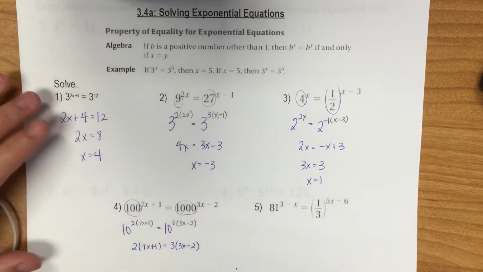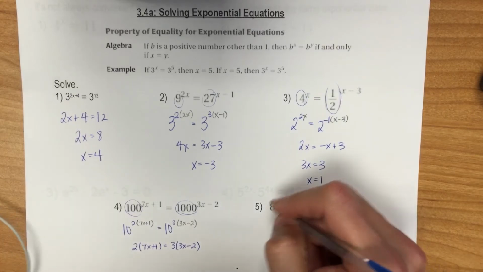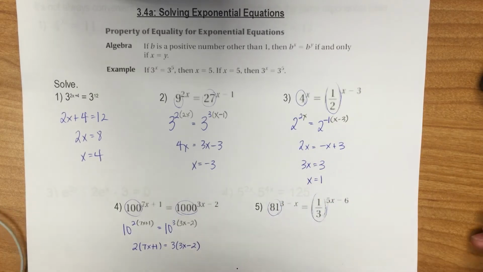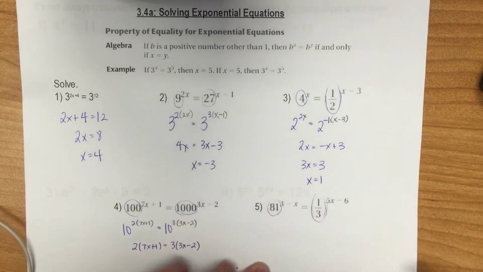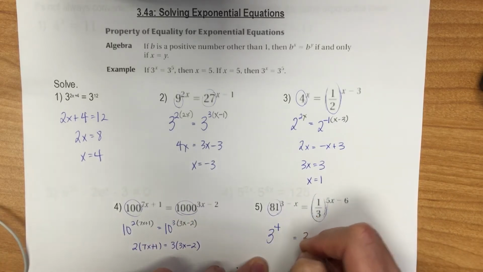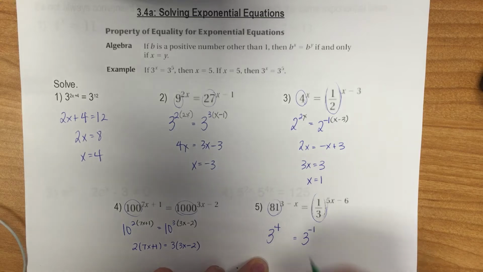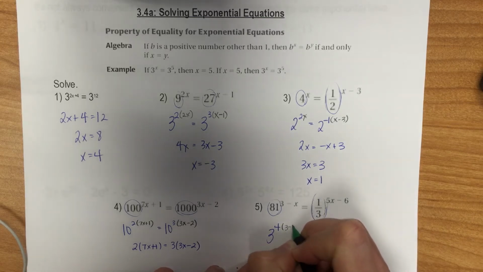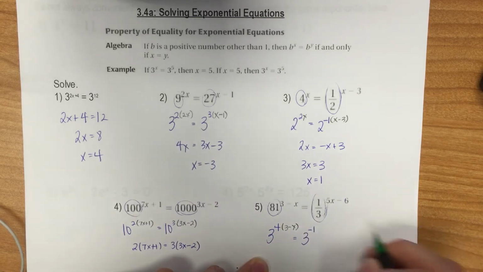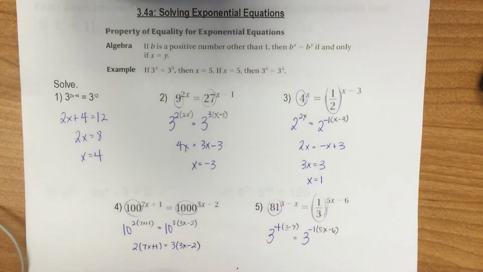And to finish the problem, you'd solve for x. Last one, 81 and 1/3 are both powers of 3. We would write 81 as 3 to the 4th power. 1/3 is 3 to the negative 1st. If we bring down the remaining portions of their powers, we've got a 3 minus x in the first exponent, and we've got a 5x minus 6 in the second exponent.